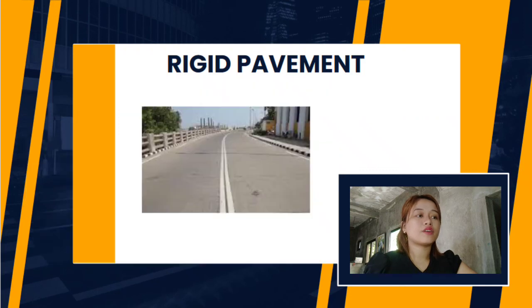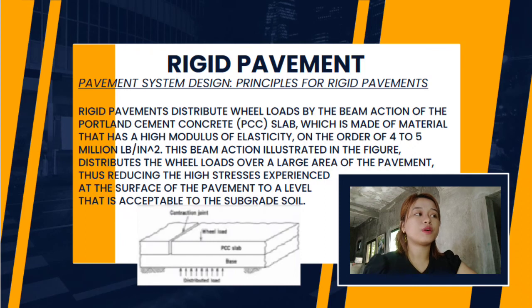So this is a picture of a rigid pavement, which is also familiar because we have a lot of rigid pavement in our highway system. So pavement system design principles for rigid pavements. So rigid pavements distribute wheel loads by the beam action of the Portland cement concrete slab, which is made of material that has a high modulus of elasticity on the order of 4 to 5 million psi. This beam action, illustrated in the figure, distributes the wheel loads over a large area of the pavement, thus reducing the high stresses experienced at the surface of the pavement to a level that is acceptable to the subgrade soil.